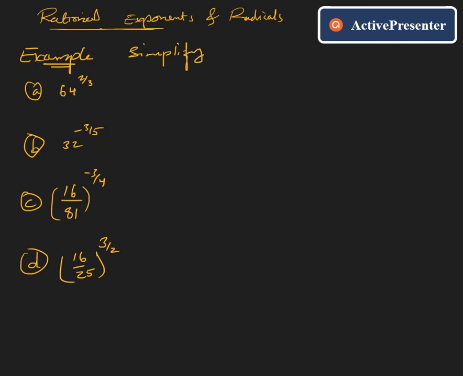64 to the power 2 over 3. This is equal to what? We can write it as 64 to the power 1 over 3, all to the power 2. Why is that? Because we know that 4 multiplied by 4 multiplied by 4 is 64. So it would be easier to choose this one. So this is eventually equal to 4 squared, which is 16.